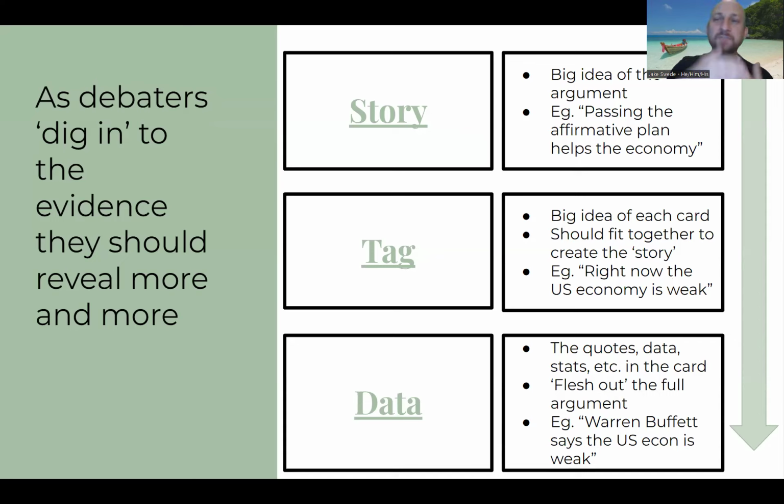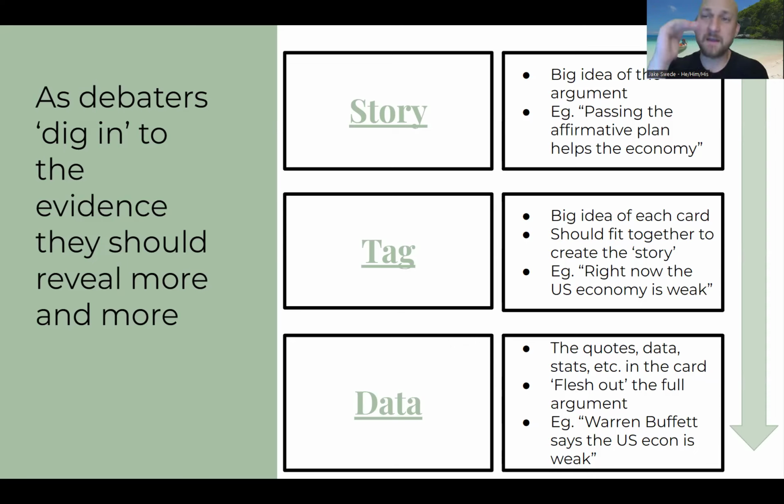But as they start going to more tournaments, more practices, they're going to get deeper into the evidence. They're going to start understanding it on a tag level, right? So they'll know like, hey, my affirmative, my advantage has 3 parts. There's uniqueness, solvency, and impact. I know the tag for each of those parts. You know, maybe the uniqueness tag says something like, right now, the US economy is weak. And then the solvency tag says, but if we pass the plan, the economy will be strong. Then the impact tag says, when the economy is strong, good things happen. Now they're a little deeper into the story. They understand the individual parts. They know how they work together, right?